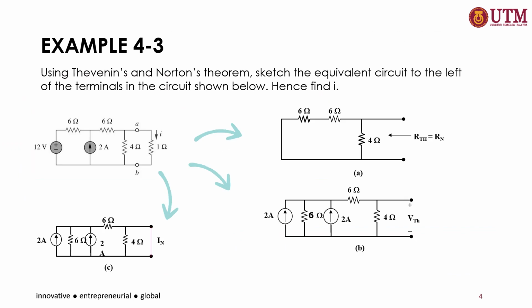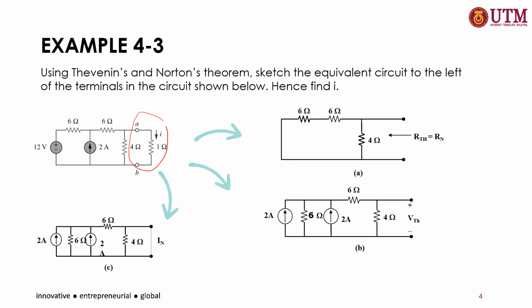This is example 4.3. By using Thevenin's and Norton theorem, sketch the equivalent circuit to the left of the terminal in the circuit shown below. Then find I. So this is the load. So the first step is we remove this load and then we find the RTH.